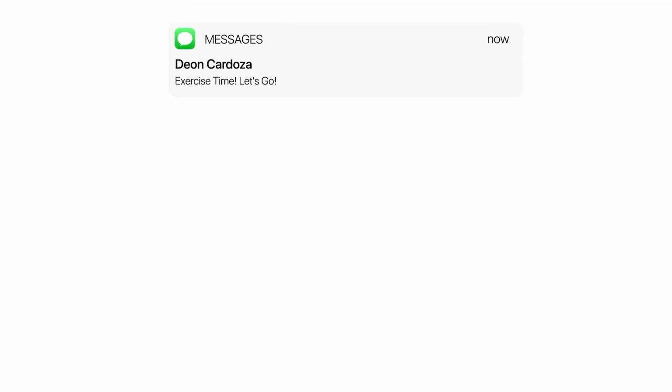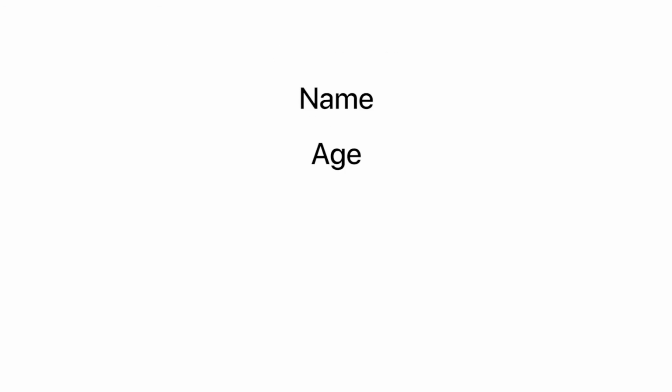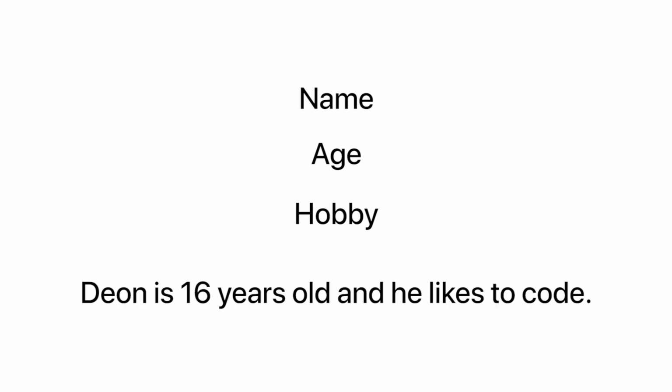Now, here's a little exercise for you. Extend this program and ask 3 questions. Ask the person their name, their age, and their hobby. Then print a message like Dion is 16 years old and he likes to code. So pause the video, do this exercise, and then come back and continue watching.